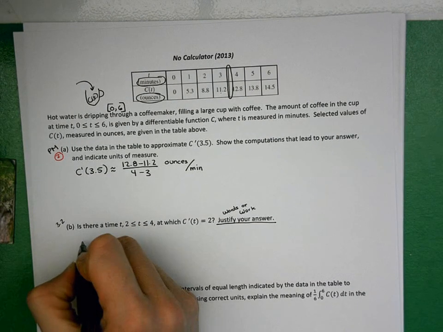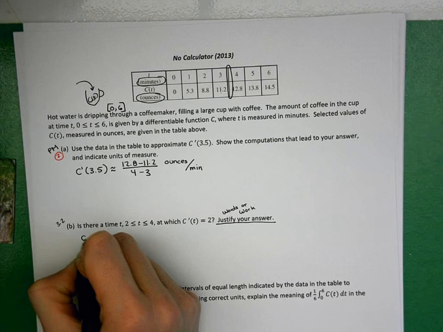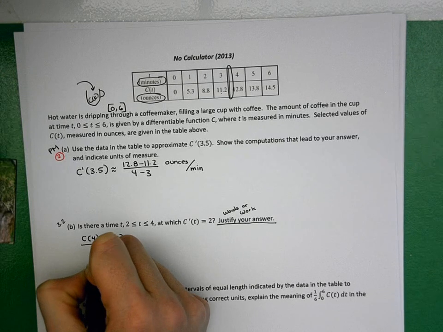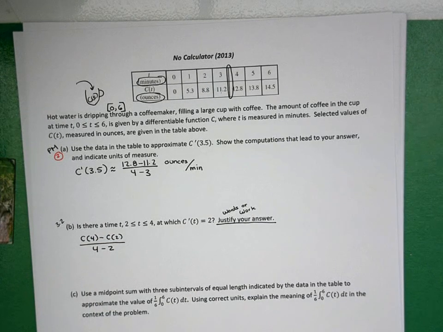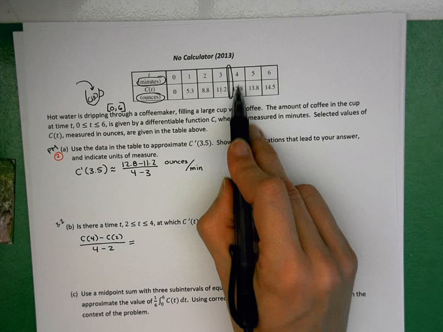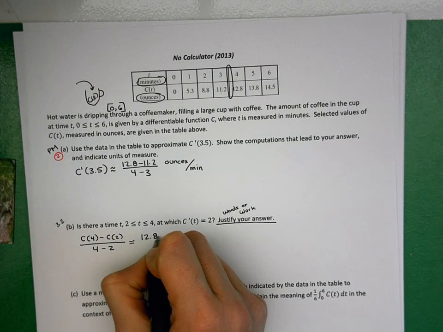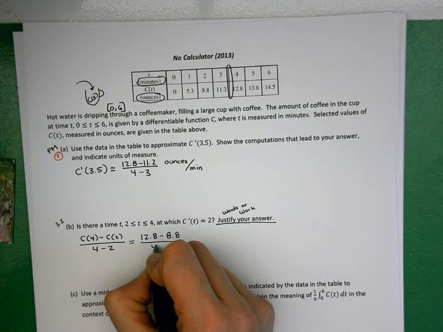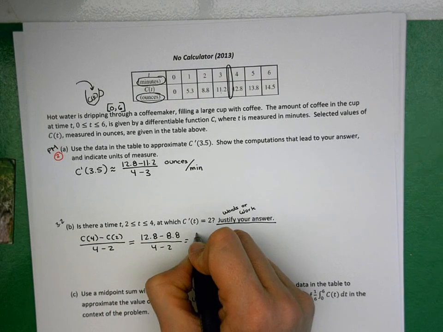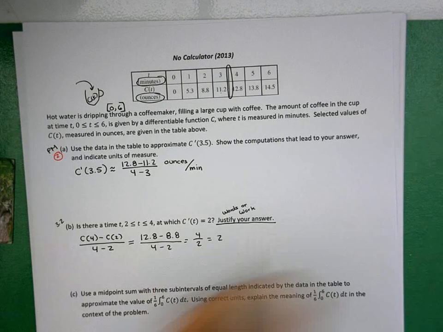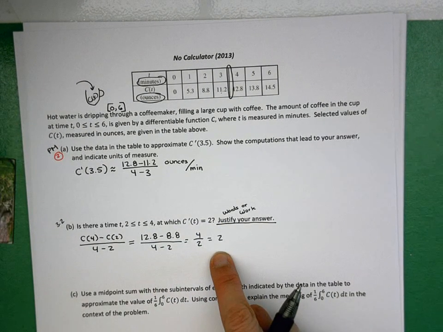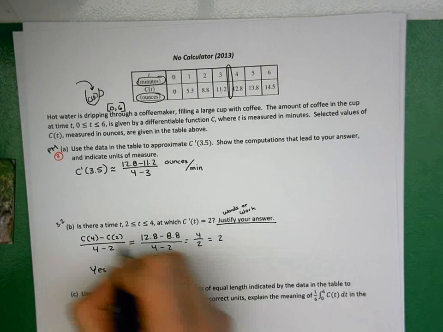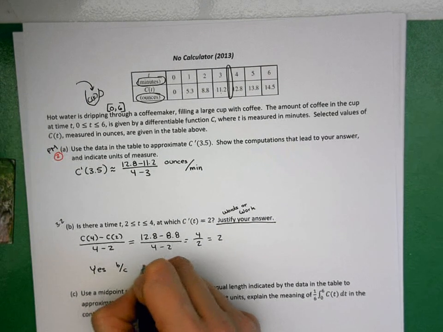So f of b minus f of a all over b minus a. Okay, well C of 4 in this particular case was 12.8. C of 2 in this case was 8.8, over 4 minus 2, which 12.8 minus 8.8 is 4, 4 minus 2 is 2, and 4 divided by 2 is 2. And so yes, I can guarantee that the slope exists. So is there a time? Yes, because C of t is differentiable.